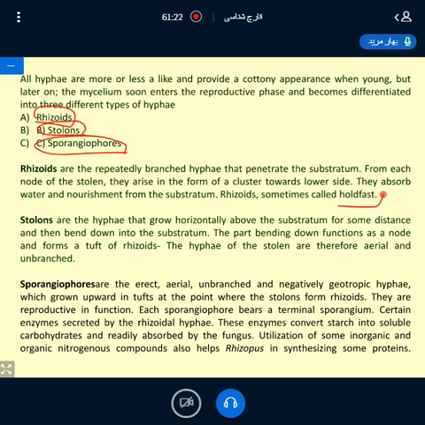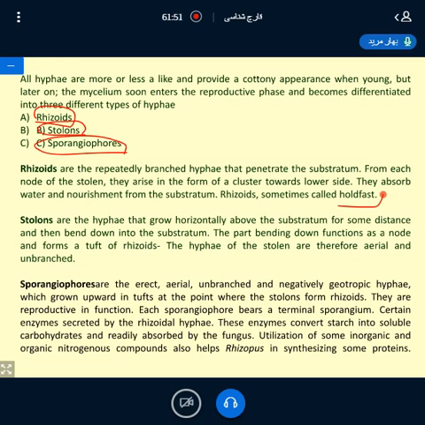Sporangiophores are the erect, aerial, unbranched, and negatively geotropic hyphae, which grow upward in a tuft at the point where the stolon forms rhizoids. They are reproductive in function. Each sporangiophore bears a terminal sporangium.